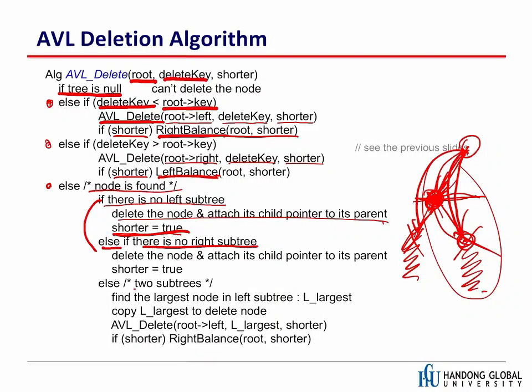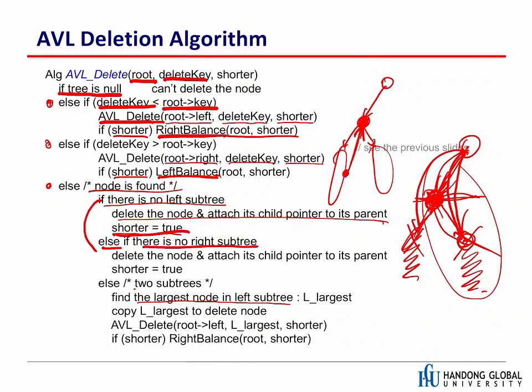So we have two subtrees. Basically, the parent is pointing to this node, and this node has a left subtree and it has a right subtree. Then find the largest node in the left subtree. We want to delete this one and find the largest node from the left subtree. We did similar things right before, right? So find the largest one and copy this one to this node. So it is kind of deleting the original one, and we just copy this one.